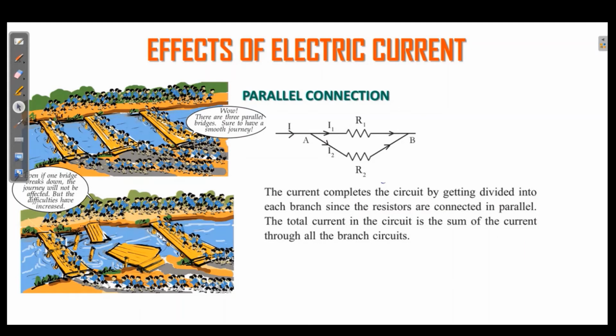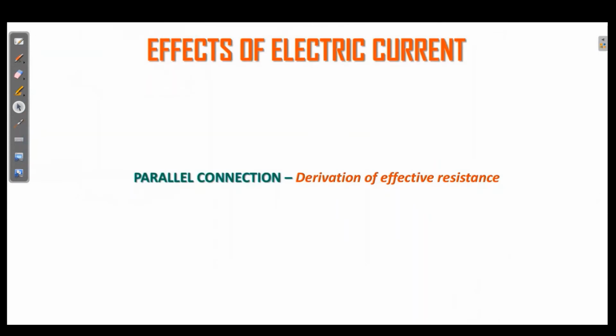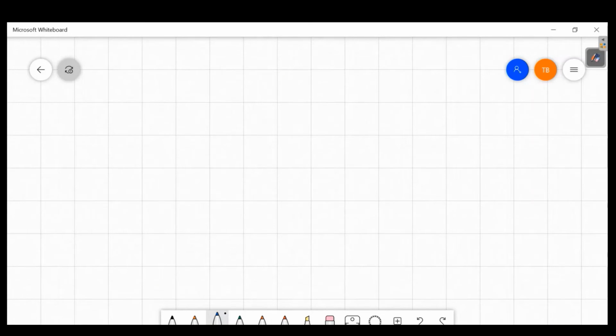Then the same thing, we have to derive some relations with resistors and their parallel equivalent resistance. Okay. Shall we start the derivation?